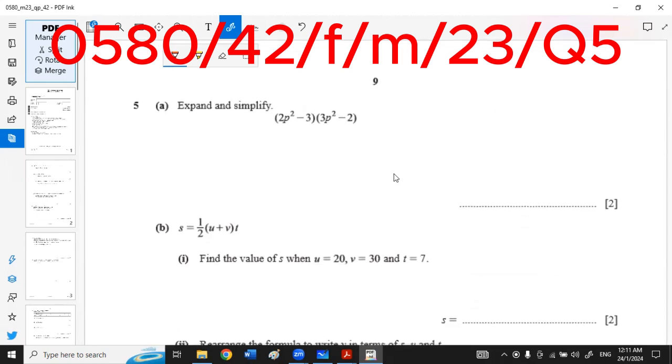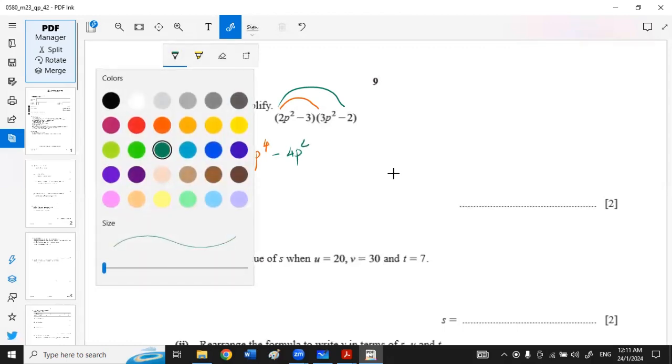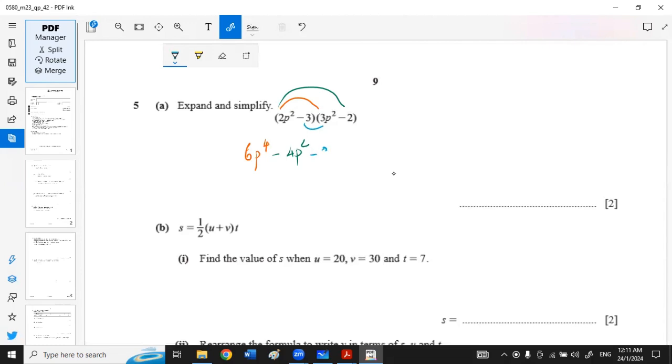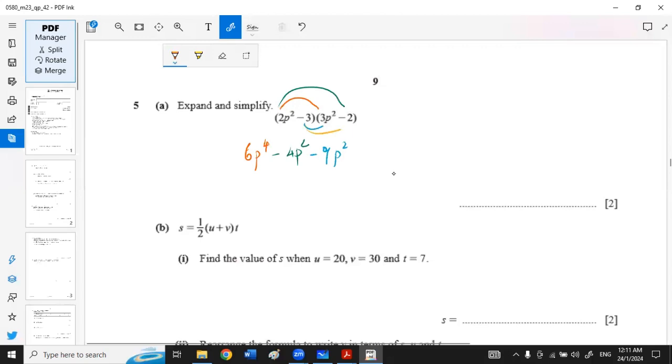Question 5, enlarge. So you should get 6b to the 4, then minus 4b squared, minus 9b squared, negative 3 times negative 2 is plus 6. So equal to 6b to the 4 minus 13b squared plus 6.